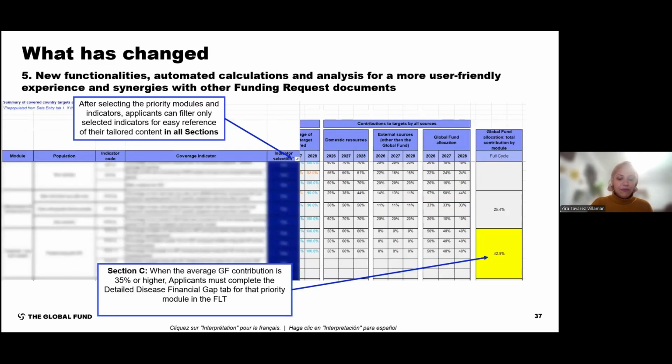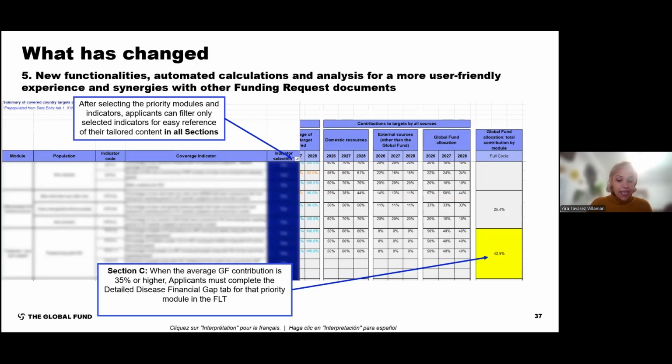Another interesting functionality that applicants can use in the GC8 programmatic gap table is that you can increase or decrease rows and columns width, filter only selected indicators in all the sections, and freeze panels to easily navigate all columns while maintaining a view of your key columns and headings.